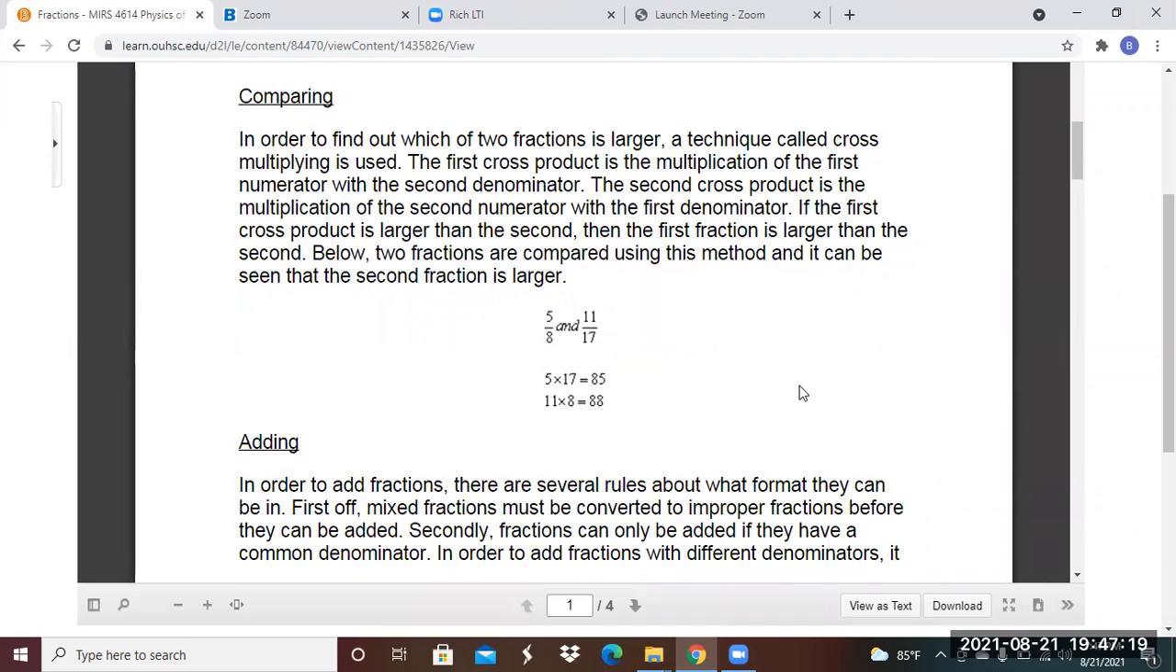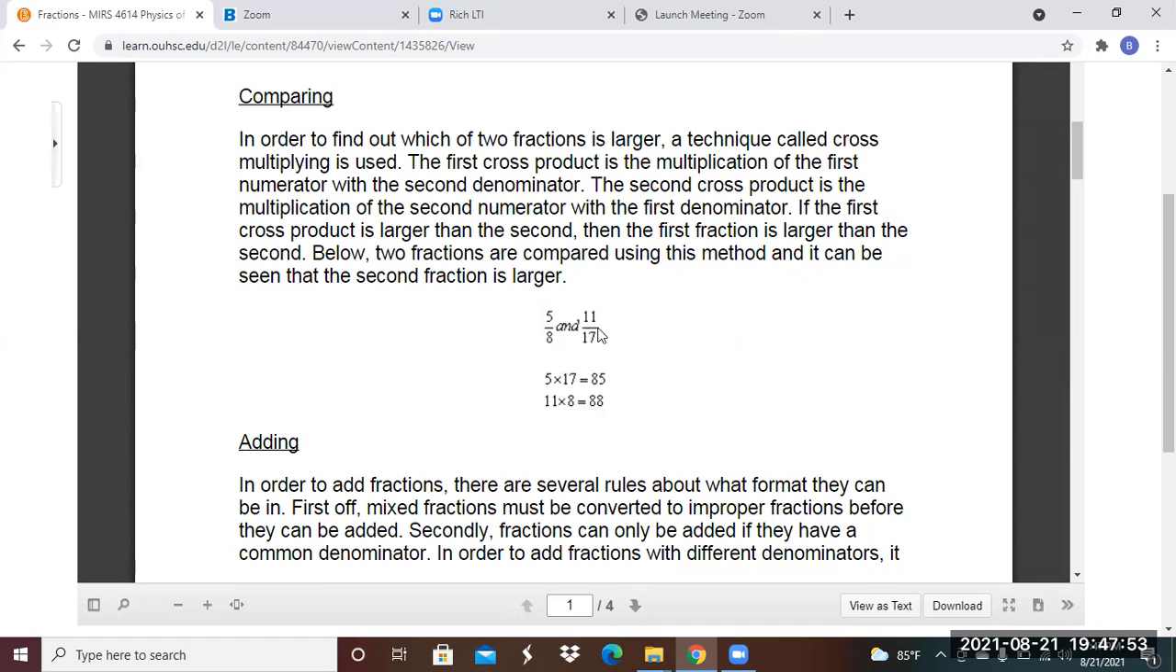So, comparing. In order to find out which of two fractions is larger, you can use a technique called cross multiplying. The first cross product is the multiplication of the first numerator with the second denominator. The second cross product is the multiplication of the second numerator with the first denominator. If the first cross product is larger than the second, then the first fraction is larger than the second.